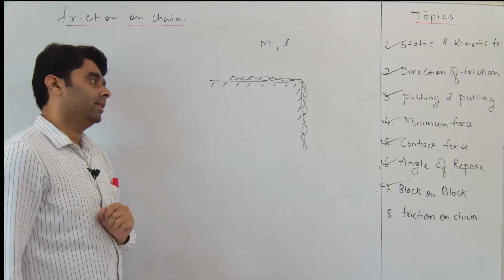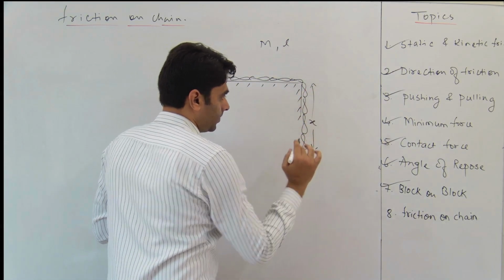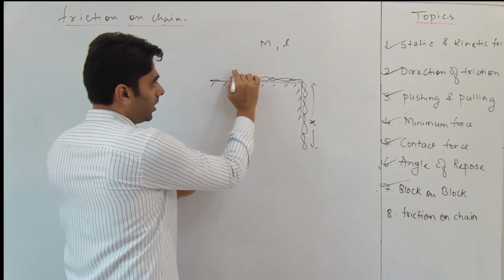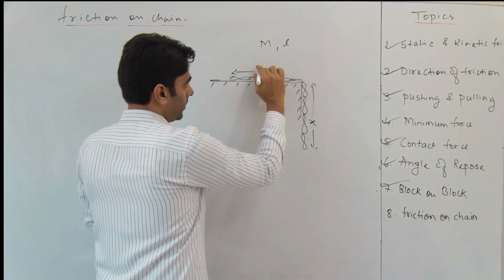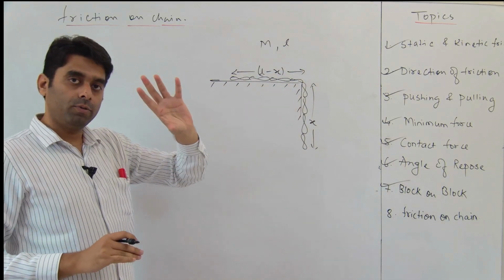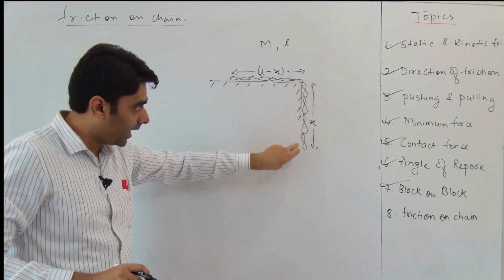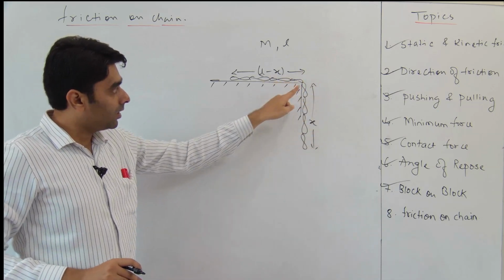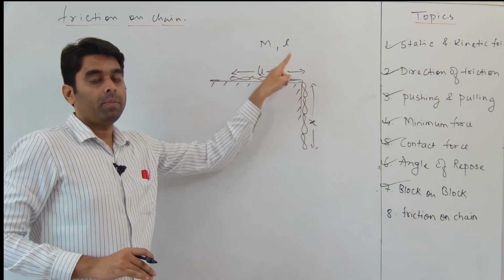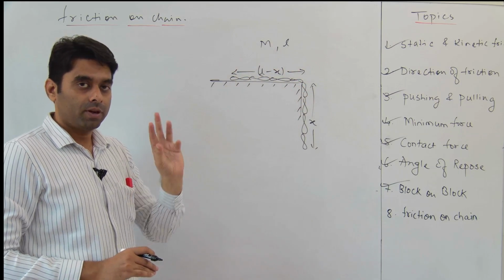So let us consider that the hanging part is x, and on the table, how much will it be? L minus x. Now basically, consider in your mind that two blocks are there. One block is over here which is hanging, and another block which is kept on the horizontal table. If you imagine it that way, it is easy to understand.